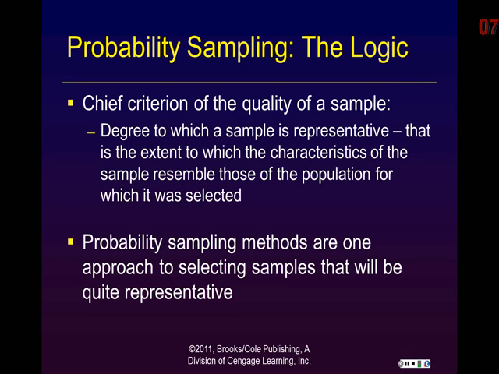Probability sampling is used primarily only for quantitative studies. The chief reason we pursue probability sampling is that we desire to obtain a sample that is sufficiently similar to the entire population that we can generalize our findings to that entire population.